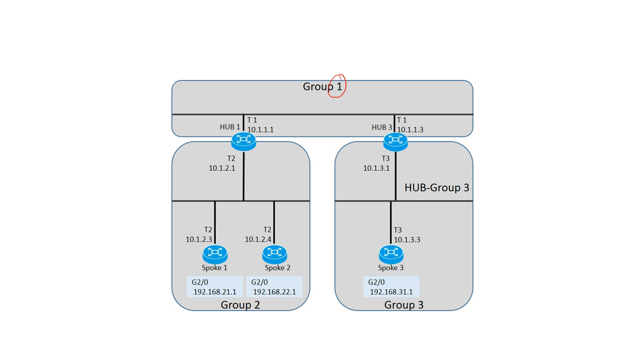For this case, what I'm going to show right here is that I've got a group 1, a group 2 and group 3. Group 2 at the moment would have 2 connected spokes, and in group 3 we've got 1 connected spoke. At this point, whether it's full mesh or partial mesh doesn't really matter, or even a hub and spoke. It doesn't matter how you set up the groups.